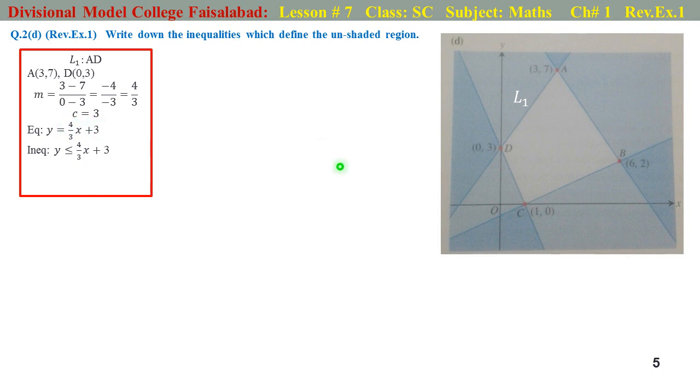And to write the inequality, we will look at the shape of the line, which is a solid line, and the region below this line is defined. So this sign of equality will be replaced by the less than or equal to sign.